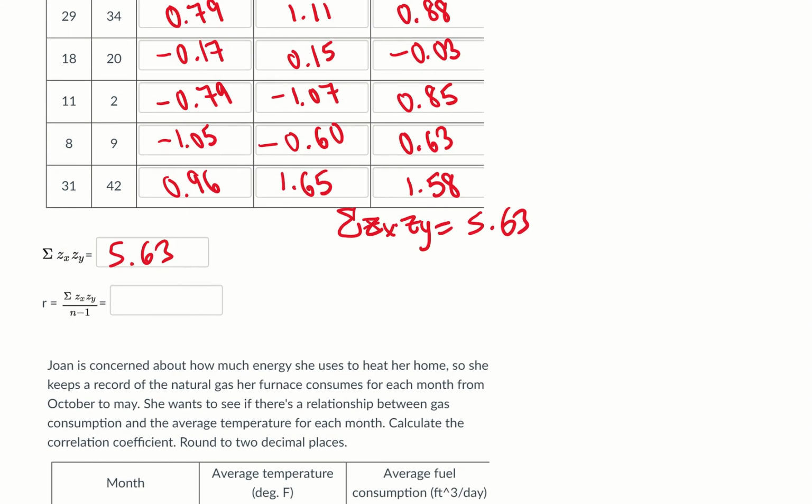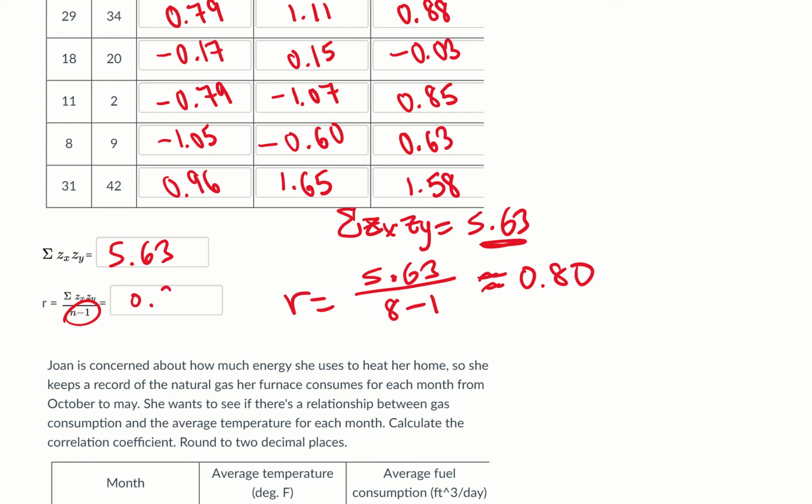Then in order to calculate the R, you have to take your total that you did here and divide it by n minus 1 right here. n is 8, so it's 8 minus 1. So it's basically 5.63 divided by 7, and you're going to get about 0.80. And so that's my correlation coefficient here.